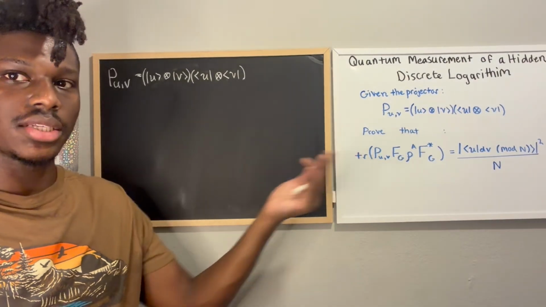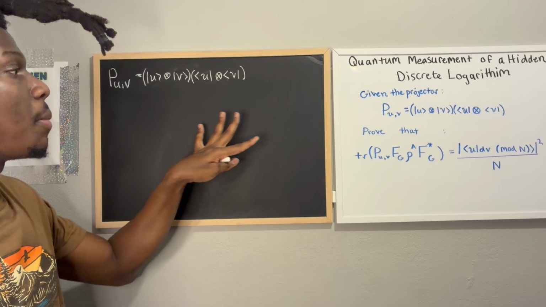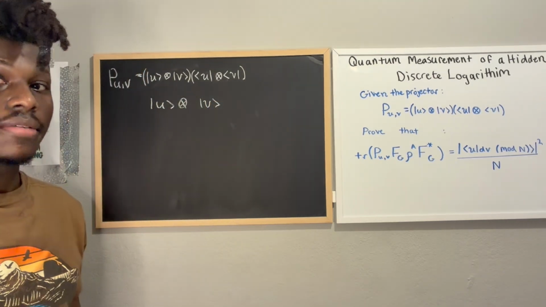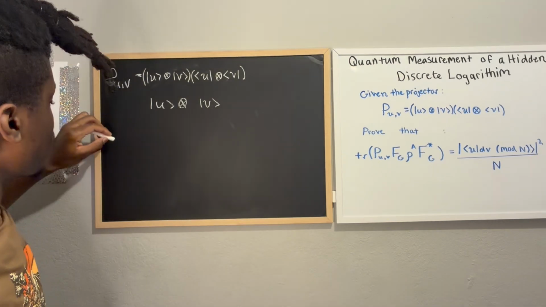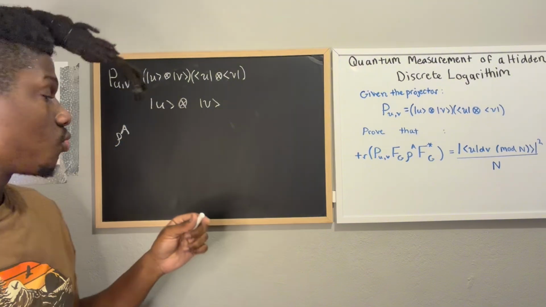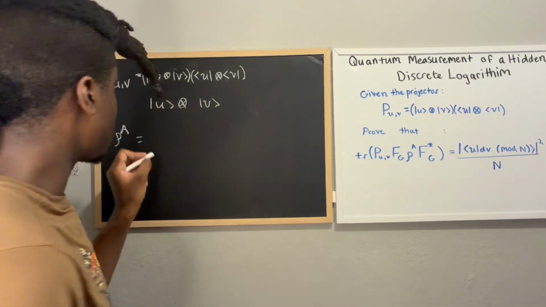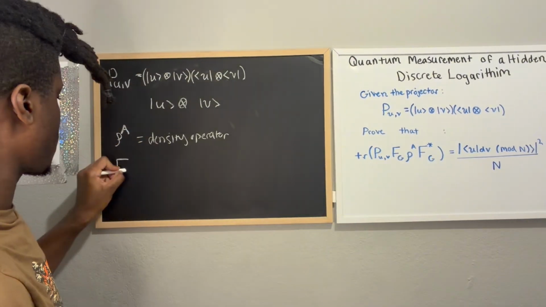Given this projector, we have PUV, which is a projector onto the computational basis state ket U tensor ket V. What this is saying is, did we measure UV? Next we have rho A. Rho A is the density operator describing the quantum state. Next we have this FG term with the rho A.